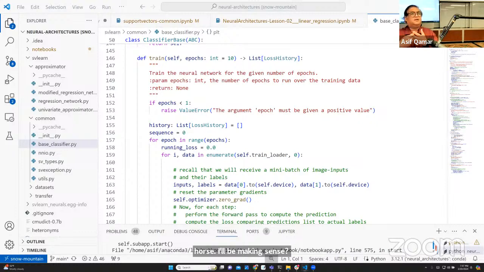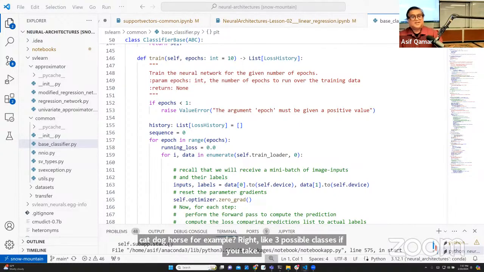This is an example of something called classification, and we'll talk about all of those algorithms shortly. Classification says, which of the things is it? Is it a cat, dog, horse, for example? Three possible classes if you take. That's that.